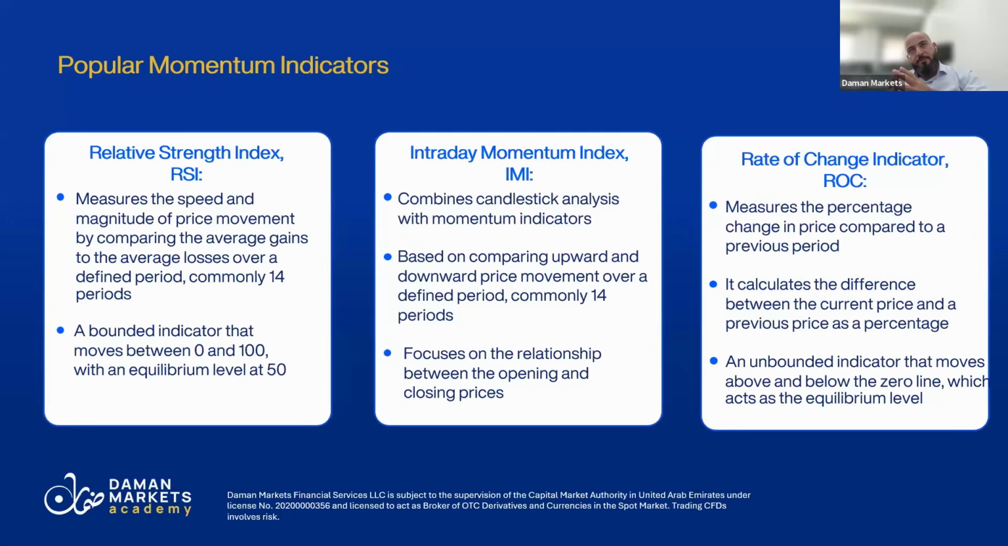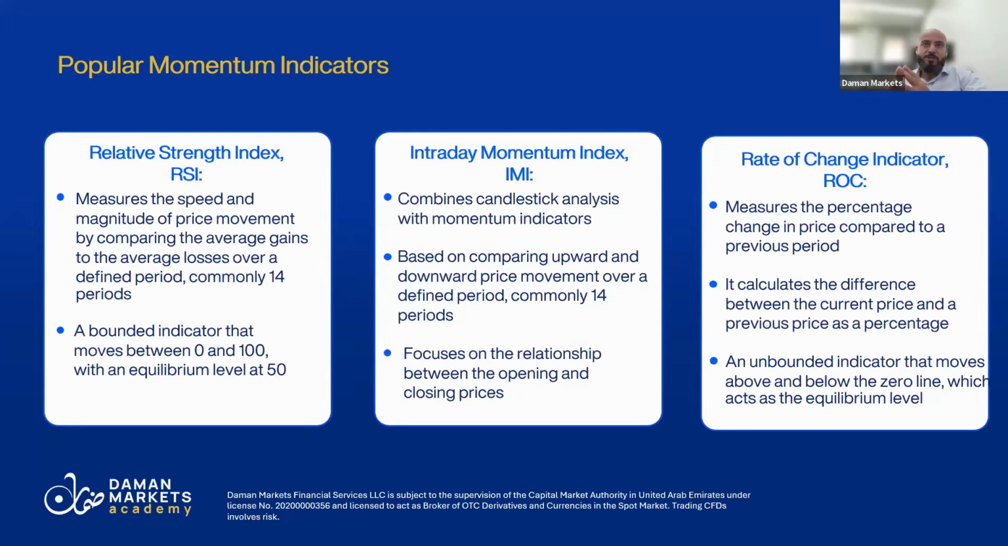Now, the most popular momentum indicators are the RSI, the stochastic, the intraday momentum index known by IMI, and the rate of change, ROC. These are the three main momentum indicators, or the most widely used momentum indicators. Let's start with the RSI, the relative strength index.